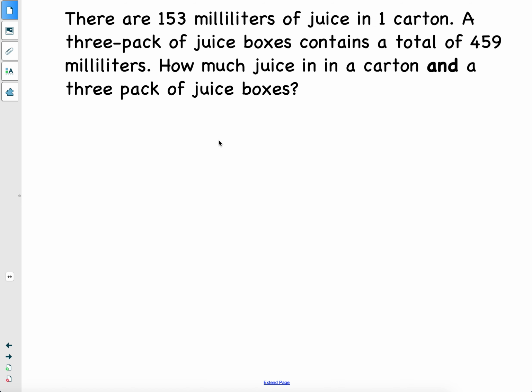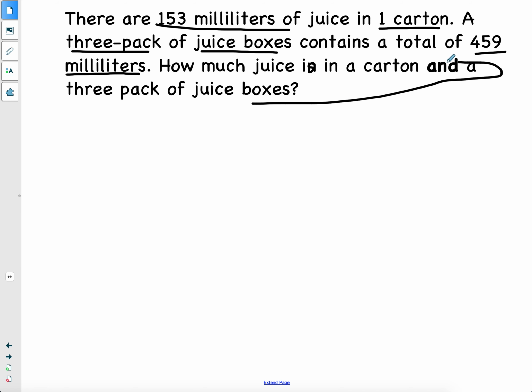So let's try one together. If you don't have the materials you need to solve this with me, please pause now and grab those materials so that you're ready to solve with me. Okay, let's get started. There are 153 milliliters of juice in one carton. A 3-pack of juice boxes contains a total of 459 milliliters. How much juice is in a carton and a 3-pack of juice boxes?